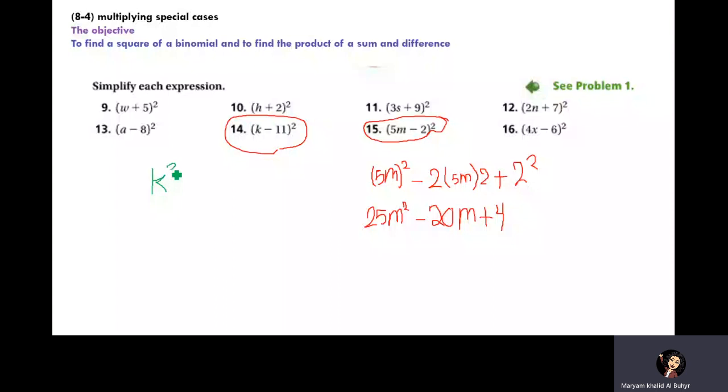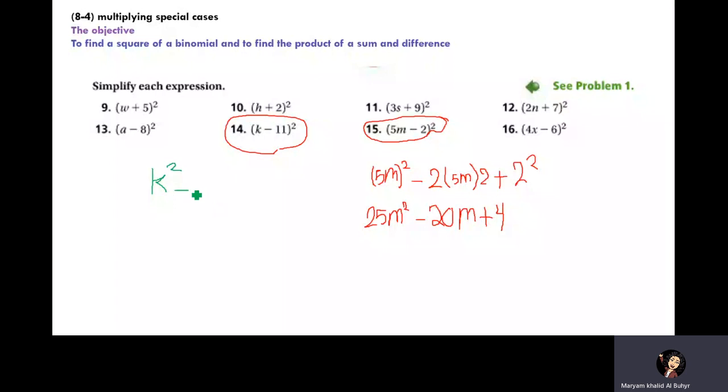This one squared. Since I have minus, the minus will be here according to the rule. 2 times the first times the second. So 2 times 11, it will be 22k, plus 11 to the power 2 will give you 121. So that is exactly the same idea. Let's move to this one.